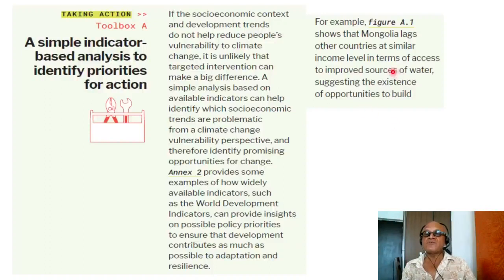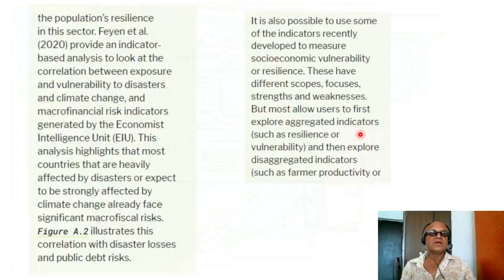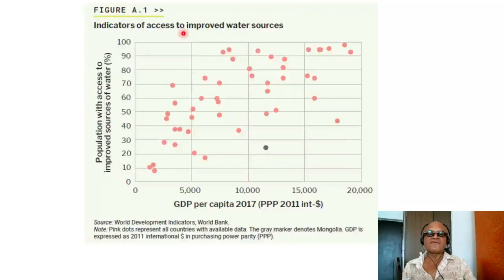We'll look at figure A1, which shows that Mongolia lags other countries at a similar income level in terms of access to improved sources of water, suggesting the existence of opportunities to build the population's resilience in this sector. Right, so here is the figure, indicators of access to improved water sources. This is from the World Bank's World Development Indicators report. GDP per capita in 2017, purchasing power parity in 2011 international dollar values, going from 0 to 20,000, and this is the population with access to improved sources of water in percentages.